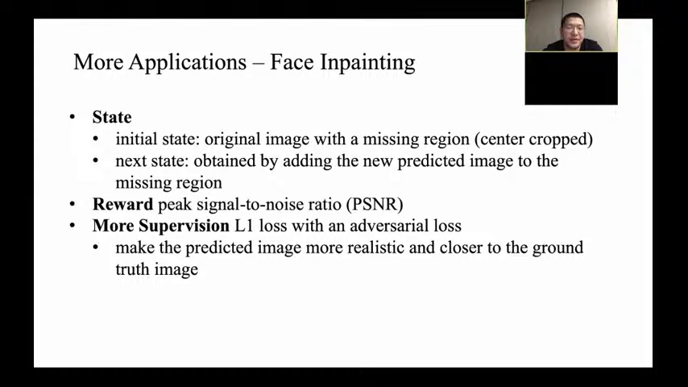The reward is PSNR, and we use more supervision like R1 loss and adversarial loss, because on the upper part, you can use any loss to supervise the model to train the planner and the actor. So we use adversarial loss because of this. The goal of face painting is to generate a realistic image, so guidelines may help in such a case.